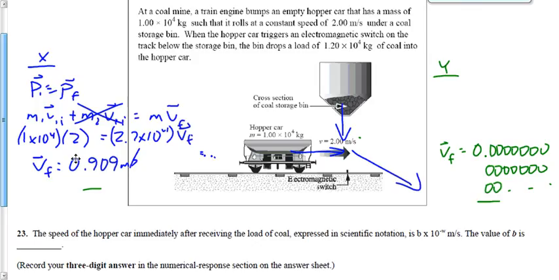So what's our answer here? B times 10 to the negative w. That would be 9.09 times 10 to the minus 1. We're looking for the value of b, so we'd express that as 9.09.